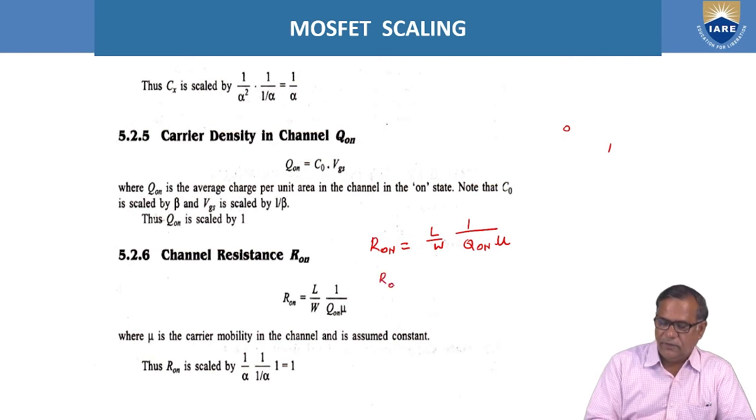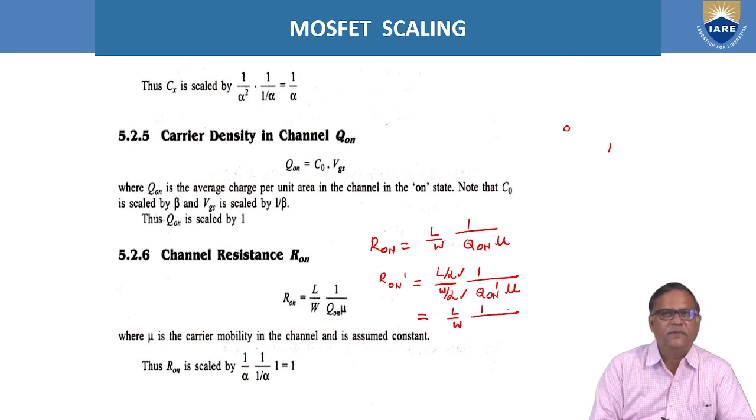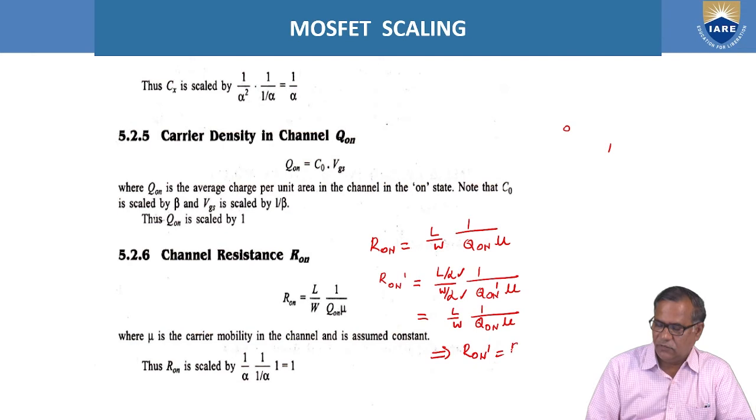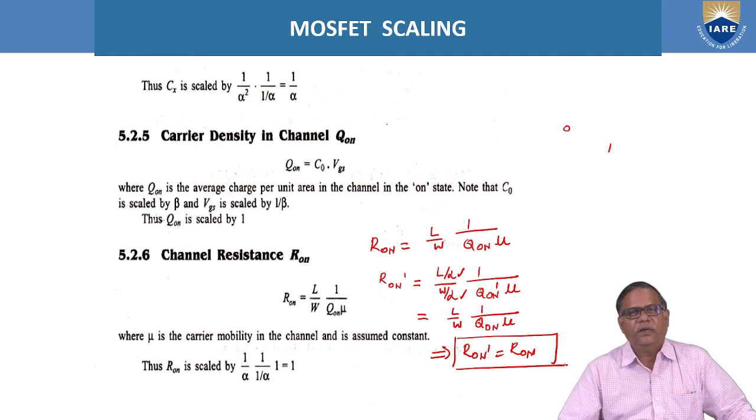So when you do the scaling, R on becomes R on dash, L becomes L by alpha, W becomes W by alpha, and Q on becomes Q on dash, and mu is this. So what happens? You have alpha here and alpha here, so you get L by W and Q on. Just now we discussed that there is no effect of scaling on the carrier density, so this remains the same, Q on and mu. So we can say that R on dash is equal to R on. So scaling does not change the channel resistance.